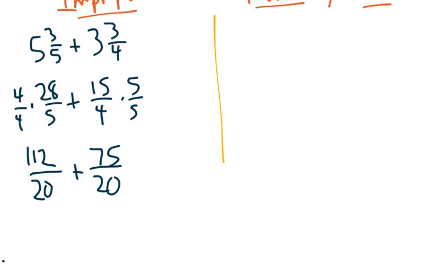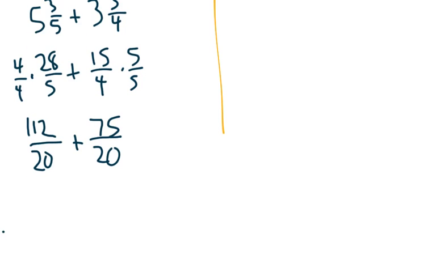We now have our common denominator, so we can combine them. And let's see here, 112 plus 75 is going to be 187.